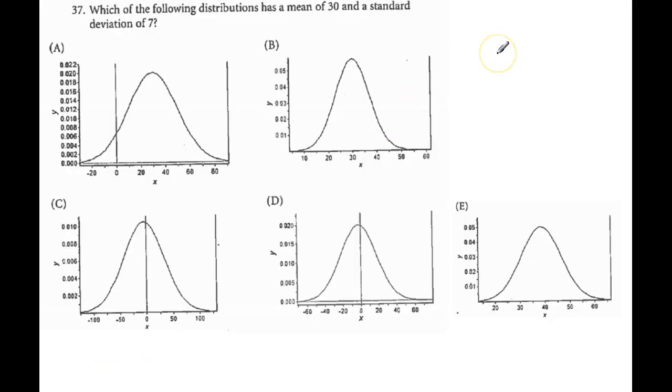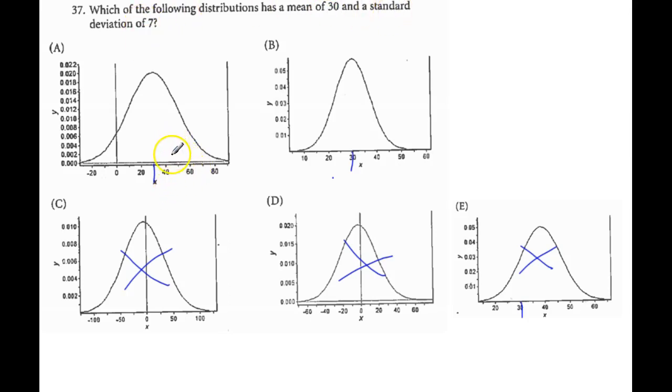Which of the following has a mean of 30 and a standard deviation of 7? So mean of 30, let's just check that out first. Mean of 30, okay, that looks okay. Mean of 30, not that one. Mean of 30, and not that one. Mean of 30, I don't think so. Okay. Standard deviation of 7.